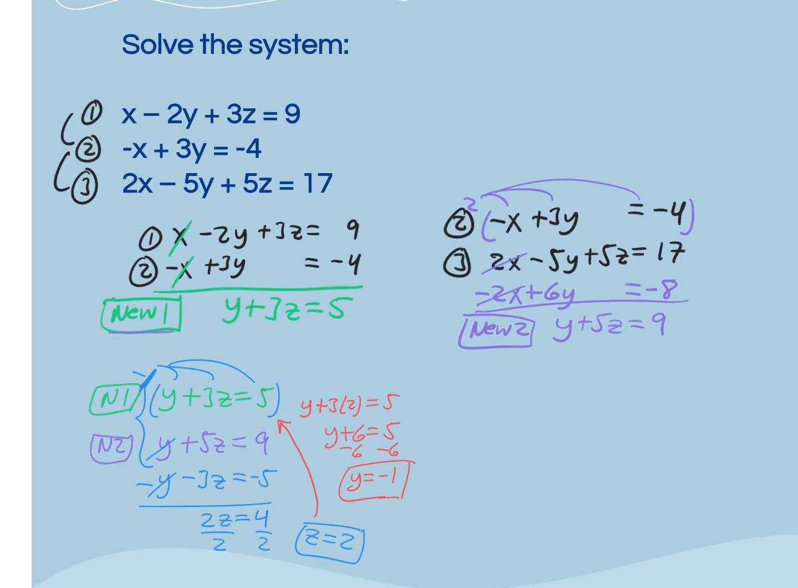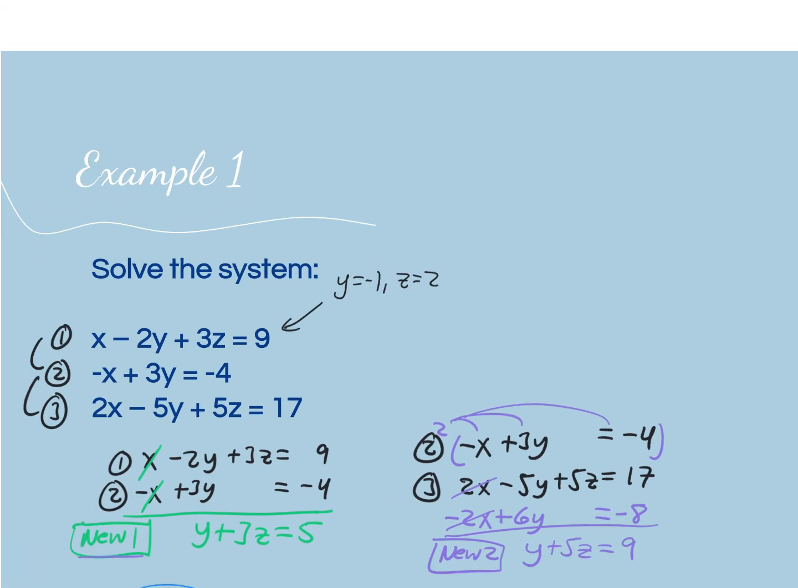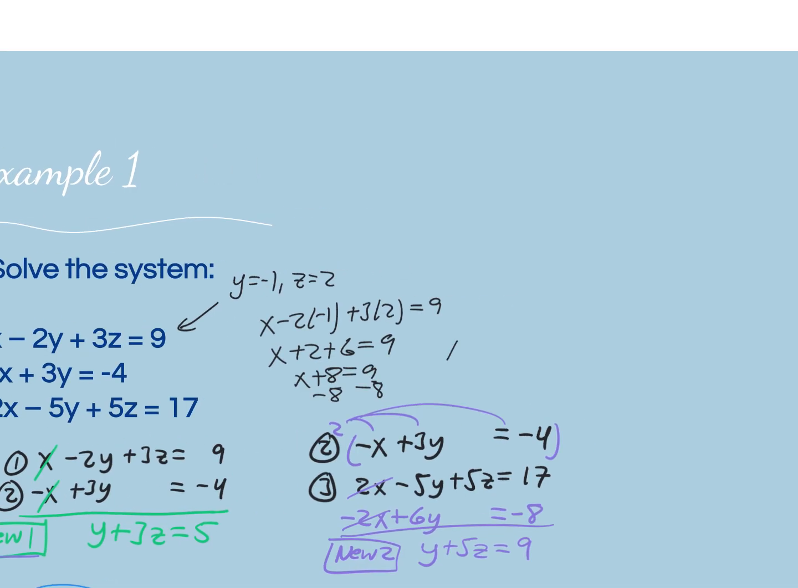And then now, all you have to do to get x is plug in your two answers that we just got. If I just got y equals -1 and z equals 2, I'm just going to plug that into one of my three equations, right? I'm just going to plug it into the first one. All right, so then I get x minus 2 times -1 plus 3 times 2 equals 9. And then I get x plus 2 plus 6 equals 9. I get x plus 8 equals 9. Subtract 8, and then you get x equals 1.